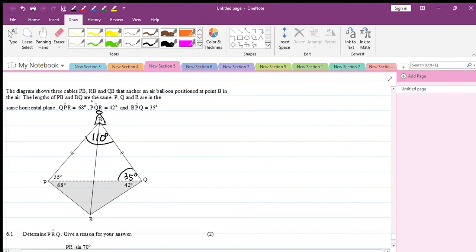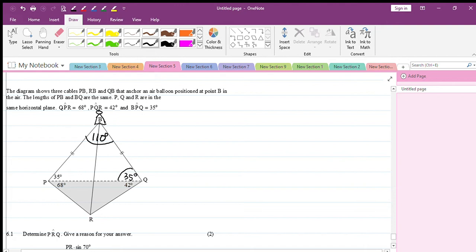Right. The next piece of information that is very important for us is that PB, PQ are the same, and then PQR are in the same horizontal plane. So the shaded part of the triangle is on the horizontal plane. So we know straight away that we are dealing with a 2 or 3D shape. But in this case here, we are dealing with a 3D shape because we are dealing with a horizontal plane and a vertical plane.